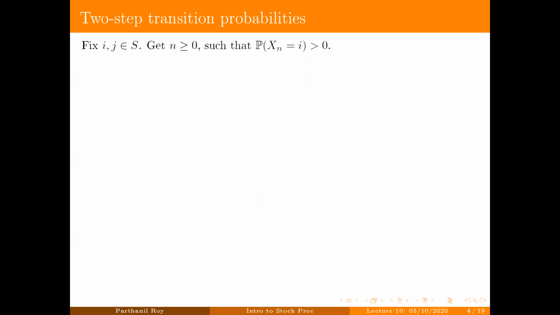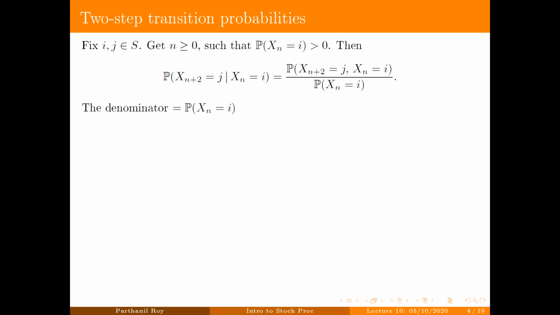Okay, so we fix i and j in S, and we get an n such that the probability of Xn equal to i is positive, so that the two-step conditional probability is well defined. So the two-step conditional probability is given by this ratio. It's well defined because of our choice of n.